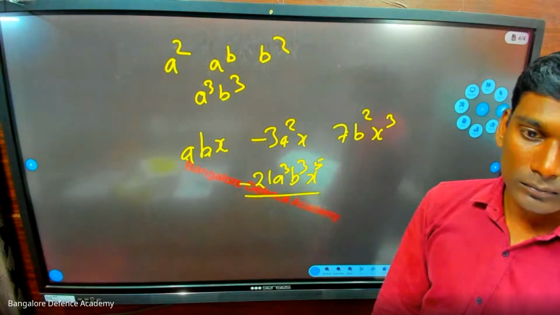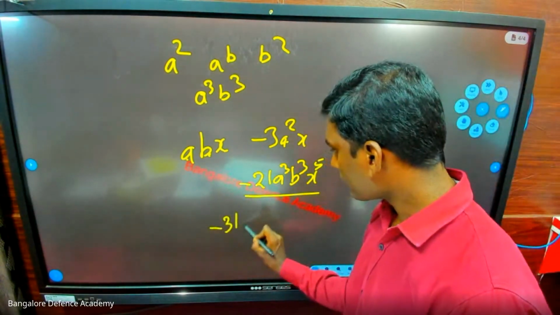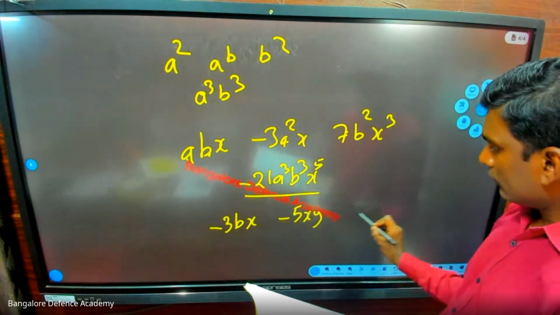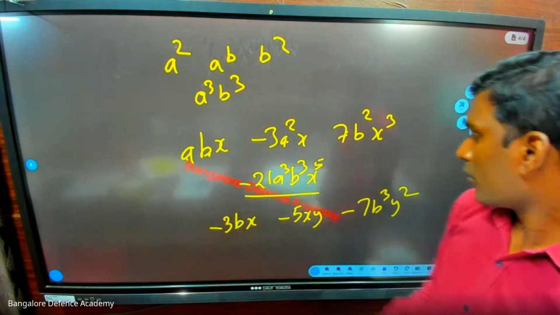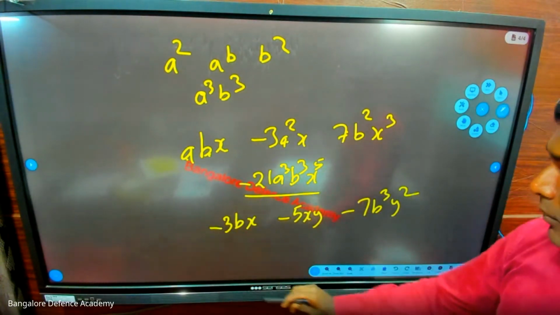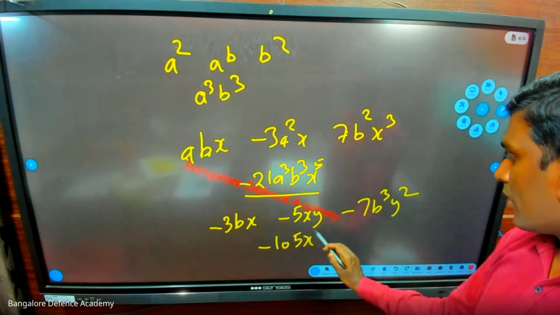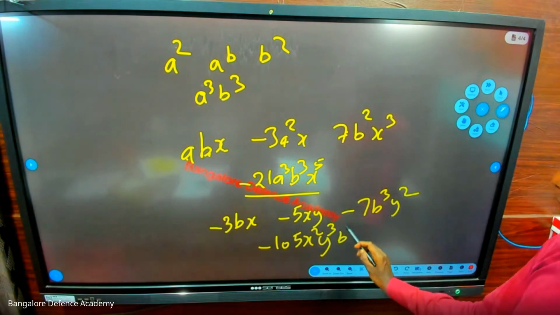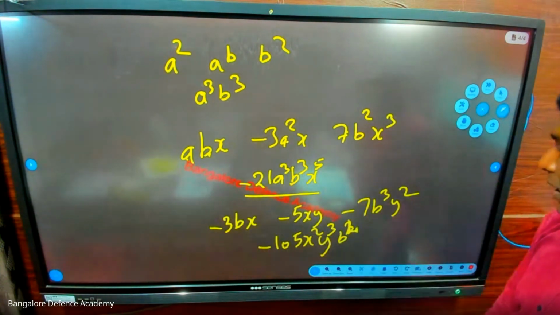Yes, sir. 21, A cube, B cube, X plus A, minus A. Minus A, na? Okay. Next, minus 3BX, minus 5XY, minus 7 b cube y square. Isko multiply karna hai. Okay, to kitna hoga? 7 3s are 21. Okay, so 105, minus 105 x square, y cube and b cube. Kaise ye hai na idhar b to the power of 4, correct?